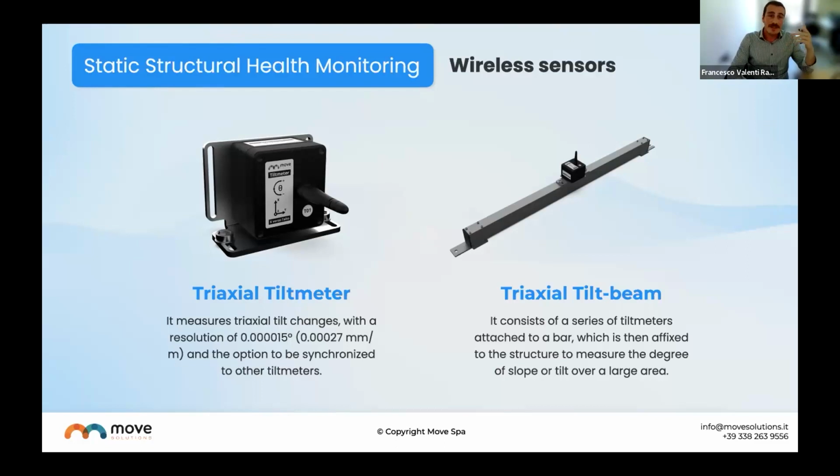And then we have the triaxial tilt beam that consists of a series of tilt meters that are attached to a bar, which is then affixed to the structure to measure the degree of the slope or of the tilt over a larger area than a single tilt meter.